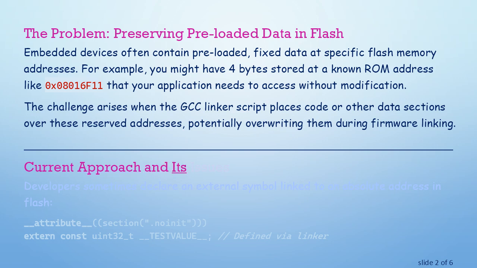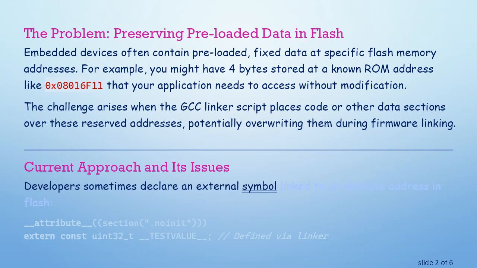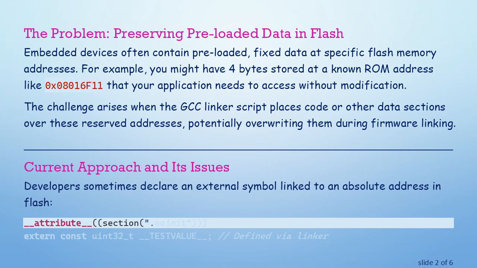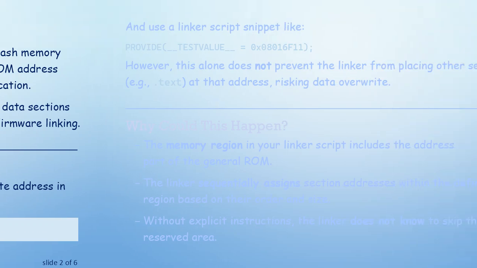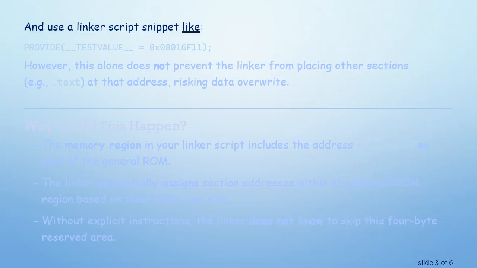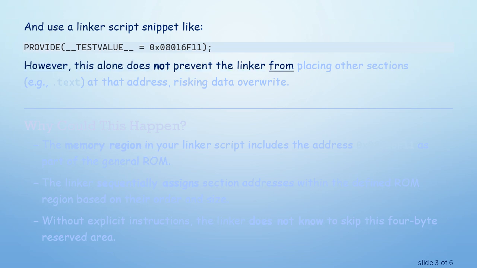Current approach and its issues. Developers sometimes declare an external symbol linked to an absolute address in flash, and use a linker script snippet like this. However, this alone does not prevent the linker from placing other sections, for example .text, at that address, risking data overwrite.